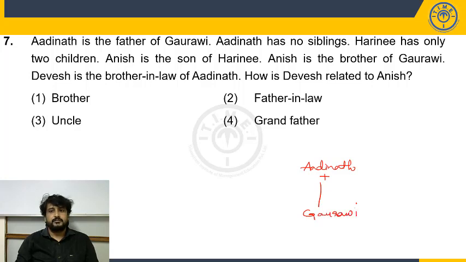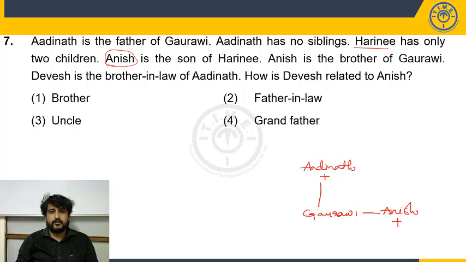Okay. Aadinath has no siblings. Harinee has only 2 children, but we don't know what is the relation with this Aadinath or Gauravi. Let's move further. Anish is the son of Harinee. Harinee has only 2 children. Among them, one is whom? Anish. Anish is the brother of Gauravi. So Anish is the male.